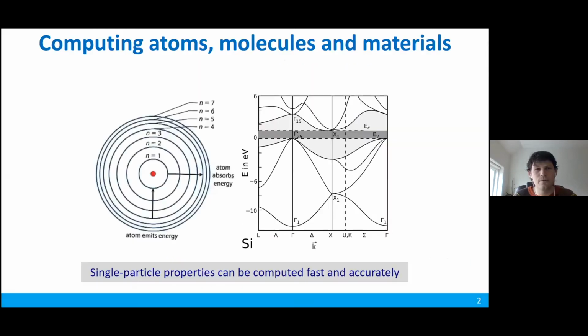So first, to motivate our work on quantum computation and also simulation, this goes back to the idea that we can quite well calculate the single particle properties of systems. So say the single energy levels, the energy level structure of an atom, or the band structure of materials.